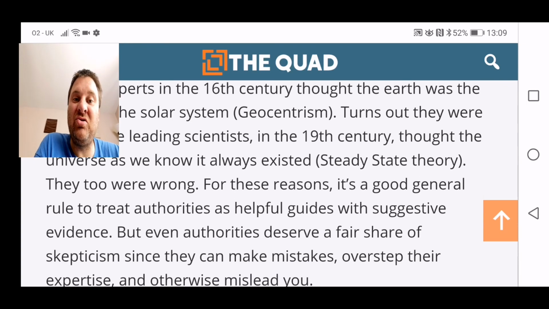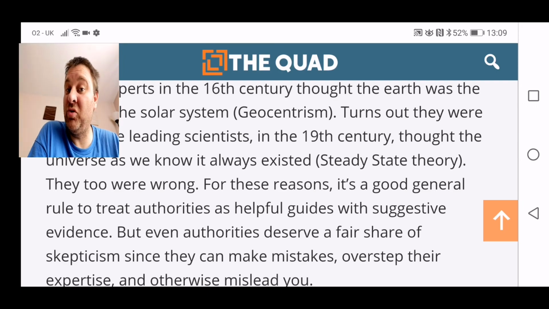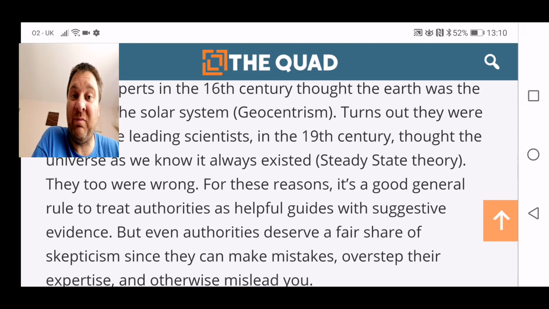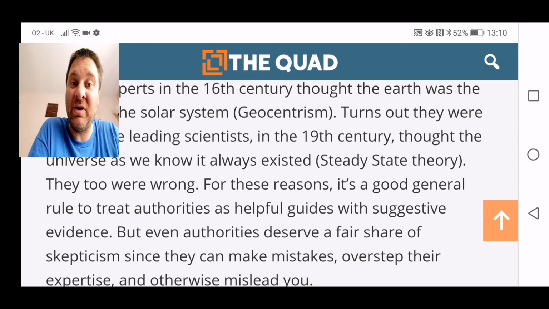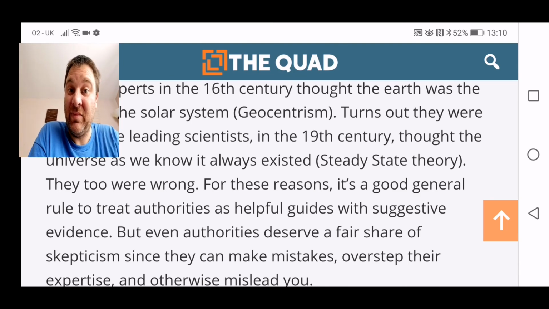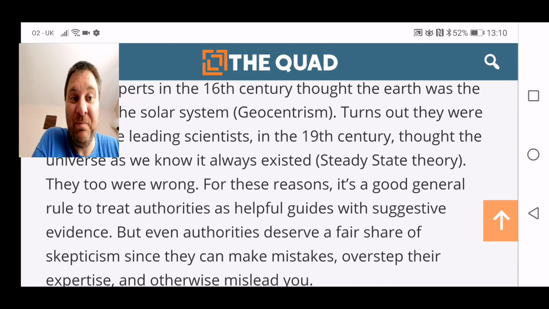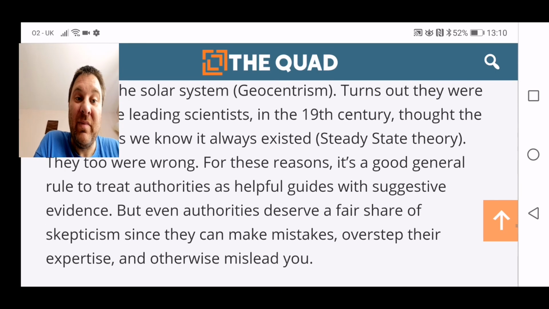For these reasons, it's a good general rule to treat authorities as helpful guides with suggestive evidence. Like I said, there's a difference between evidence and proof. Evidence is just there to suggest there could be other possibilities. Proof is there to say, well, it is what it is. There you go. I've proved it. I've shown it you practically. That's what it is. Yeah? Like fire will burn. Water will get you wet. Ice is cold. Yeah? But even authorities deserve a fair share of scepticism, since they can make mistakes, overstep their expertise, and otherwise mislead you.